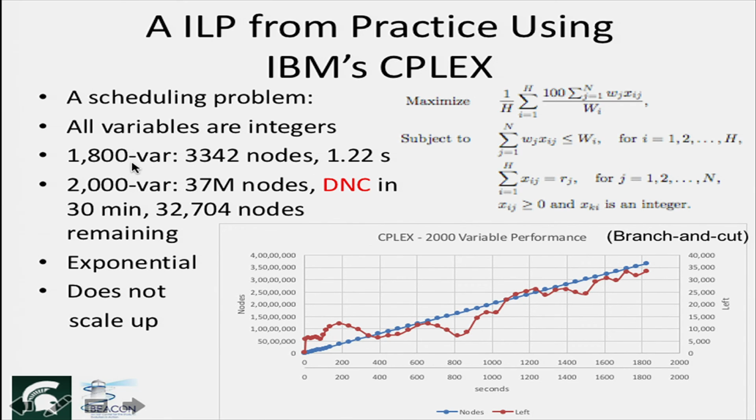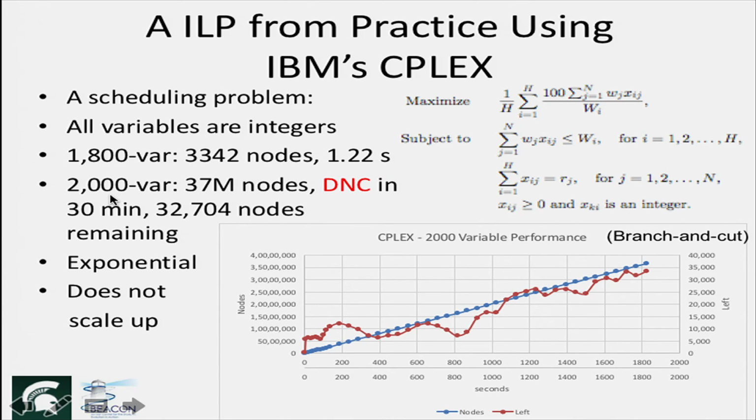When I go to 1800, we can go to 1000, 1500. Finally, 1800 works. It went into 3342 nodes. Okay, it branched into that many, but it only took 1.22 seconds. I'm just showing you first the positive aspect of the algorithm, that with such a large number of variables and a small time, it can give me the optimum.